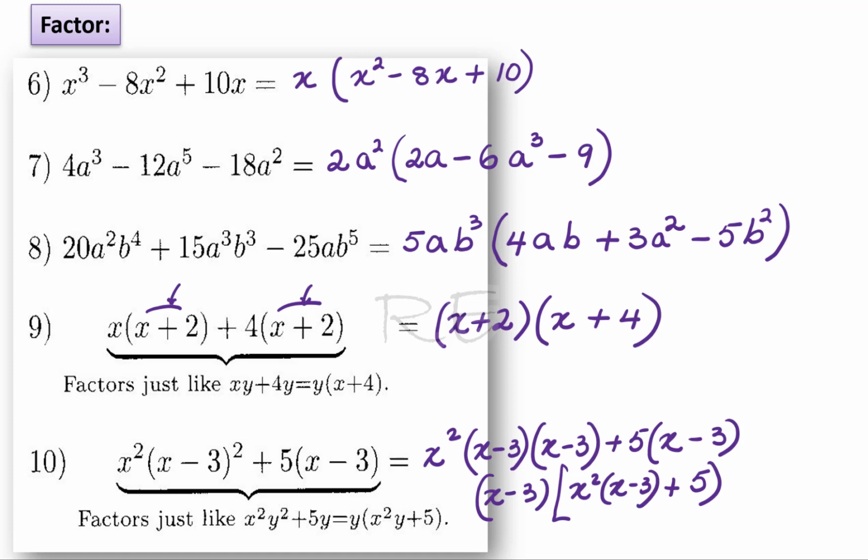We may choose to distribute x squared over x minus 3. We'll have x minus 3 times x squared times x cubed minus 3x squared, x squared times negative 3 plus 5.